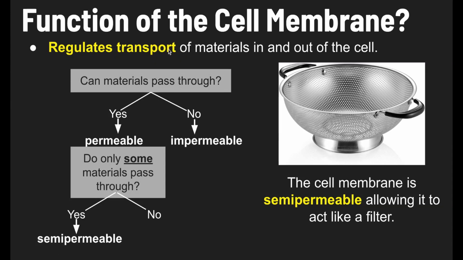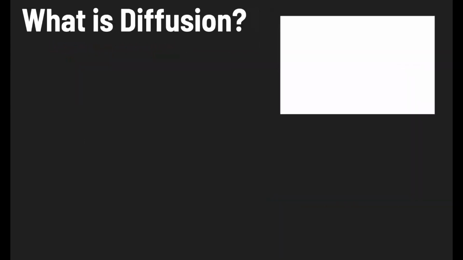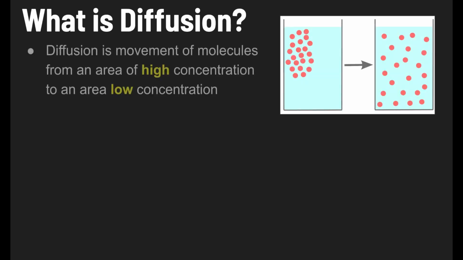Okay, so that's the function of the cell membrane. It just regulates what comes in and out of the cell. And it can do that because it's semi-permeable. Now, I told you that the cell wants to try and maintain homeostasis through diffusion and osmosis. So let's talk about diffusion now. Diffusion is the movement of molecules from an area of high concentration to an area of low concentration.